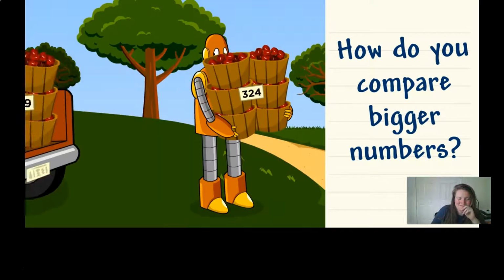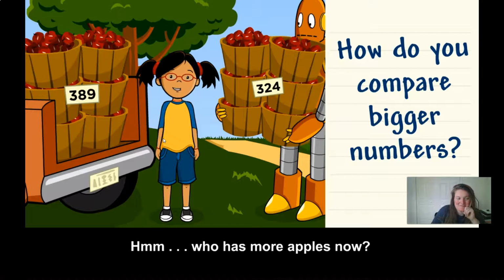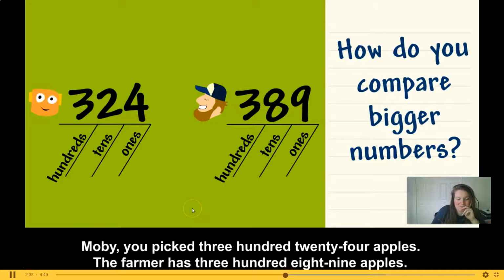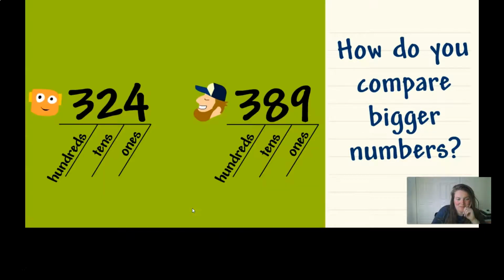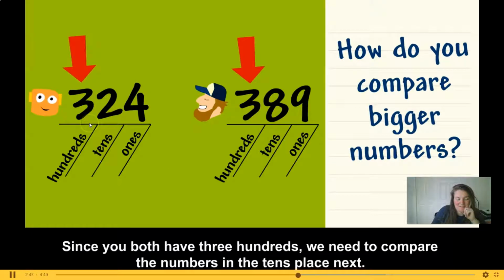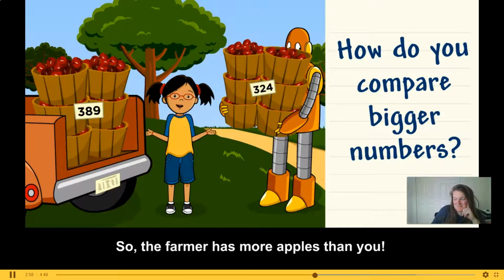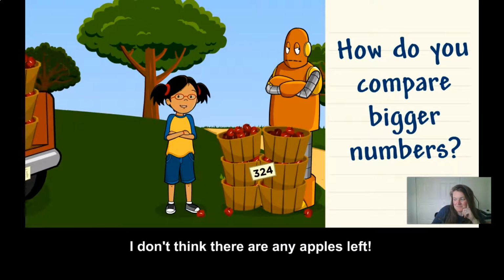Whoa, Moby. So these numbers are getting really big. More apples now. Moby, you picked 324 apples. The farmer has 389 apples. We need to look at the largest place value first. Since you both have 300s, we need to compare the numbers in the tens place next. You have 2 10s, but the farmer has 8 10s. So the farmer has more apples than you. I don't think there are any apples left.